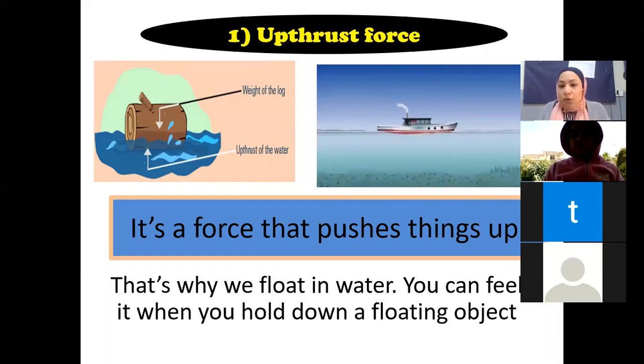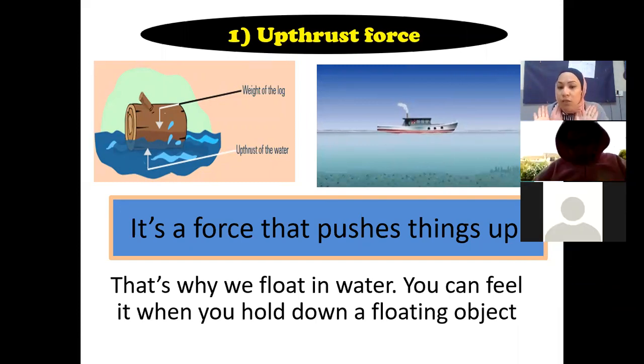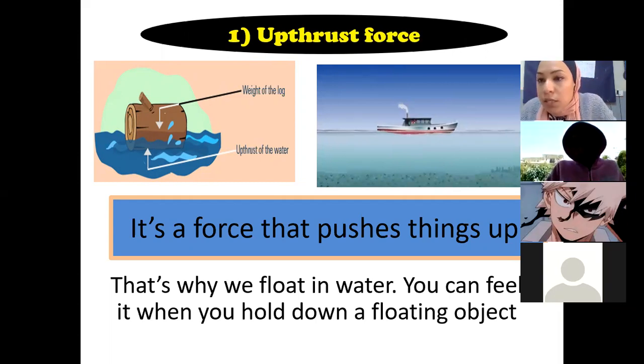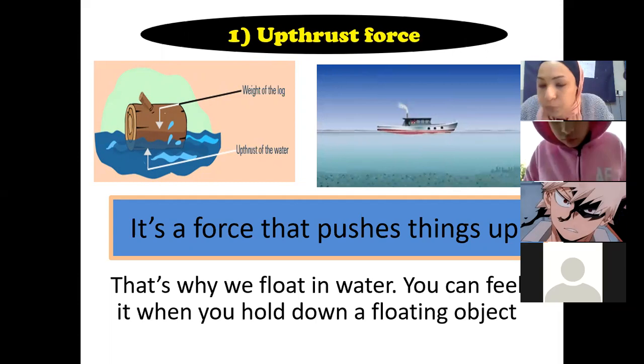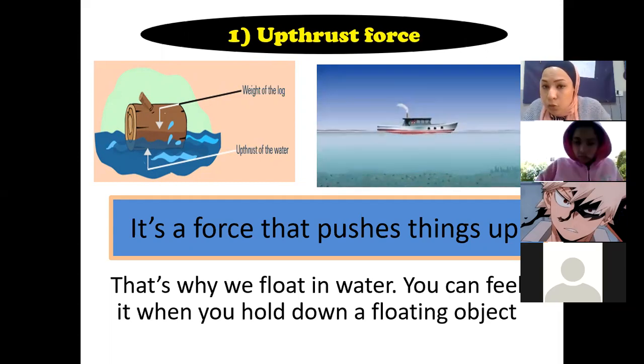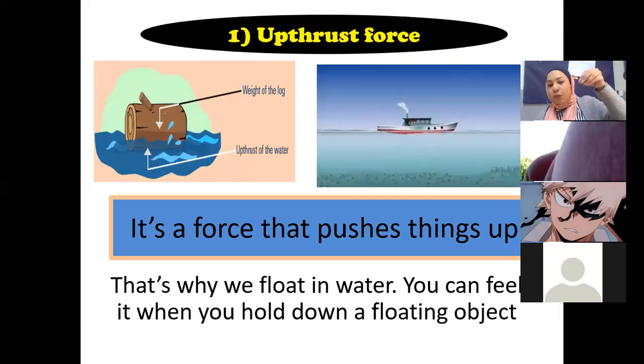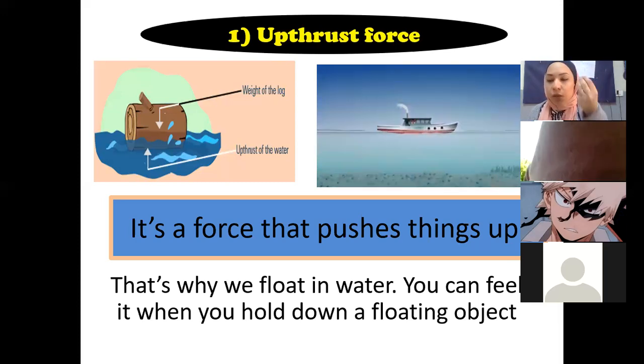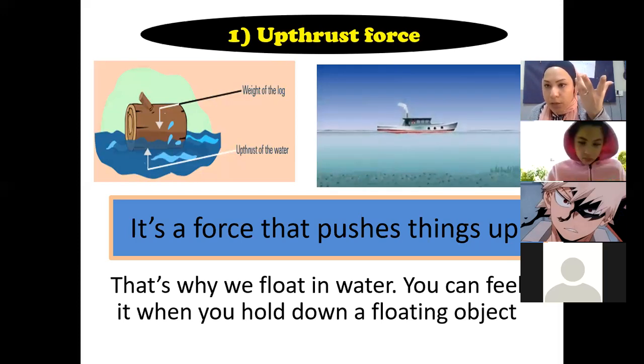So it's the force that pushes things up. The water has a force that pushes things up, and this is why we float in water. This is why some objects like ships and small boats float on water, because of the upthrust force. So the upthrust force is the type of force that pushes things up. All right, is it clear?